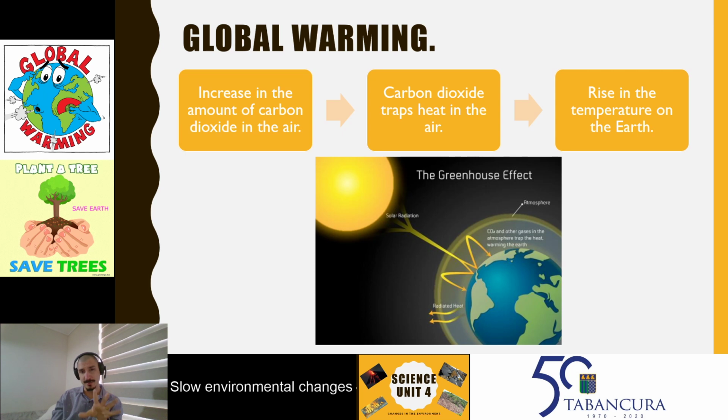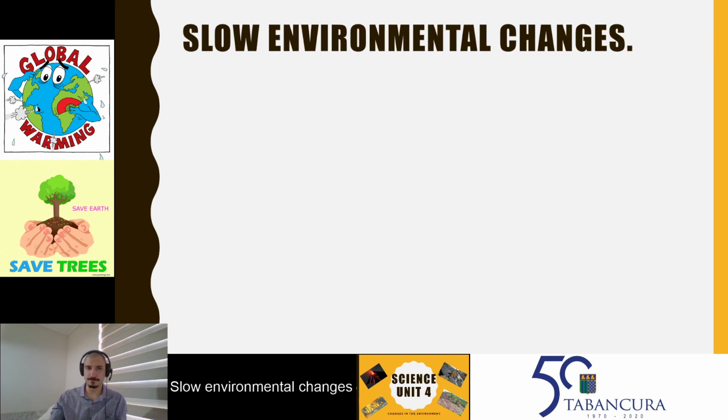So if you look at this image, we also call it the greenhouse effect. You're going to see that instead of the heat going out, the heat is trapped, because CO2, carbon dioxide, and other gases in the atmosphere trap the heat and warm the earth, and that causes an increase in the temperature on the earth, okay? So that is global warming caused by deforestation and burning fuels.